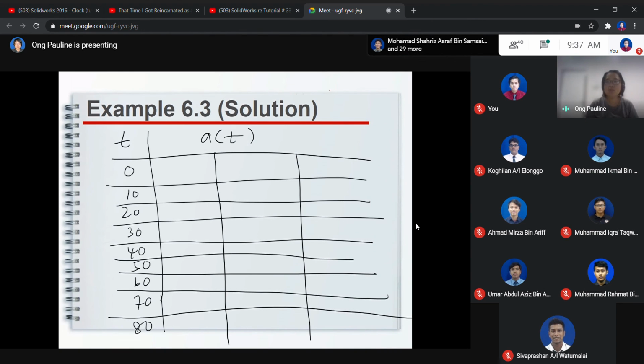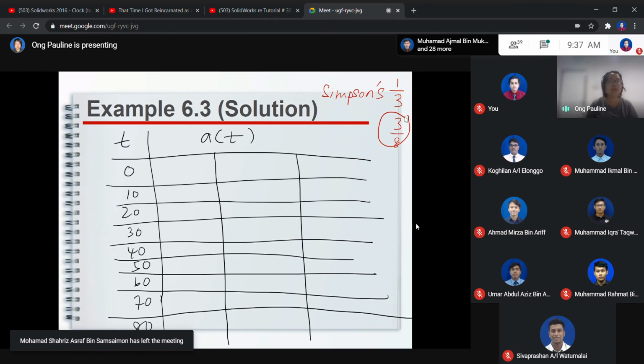Ini saya nak tunjukkan cara yang salah. Okay, so untuk soalan ini, you kena determine whether you want to use Simpsons 1/3 or Simpsons 3/8. Okay, so let's say you choose Simpsons 3/8. Okay, so apa yang akan jadi?